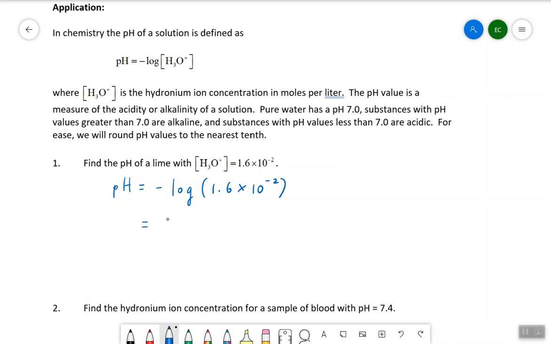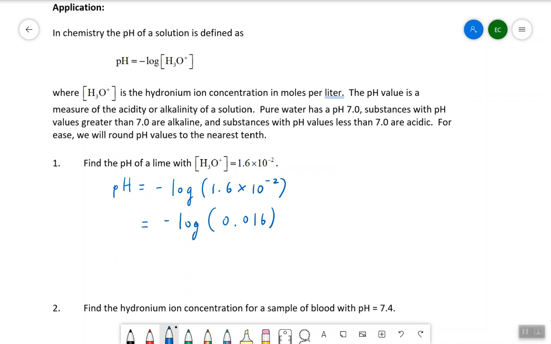We could also rewrite that. Scientific notation is common in this application, but we can also convert that number to a decimal. In particular, if we're going to multiply by 10 to the negative 2, that just means move the decimal point 2 places to the left. And so we would wind up with 0.016. So we want negative log of 0.016.